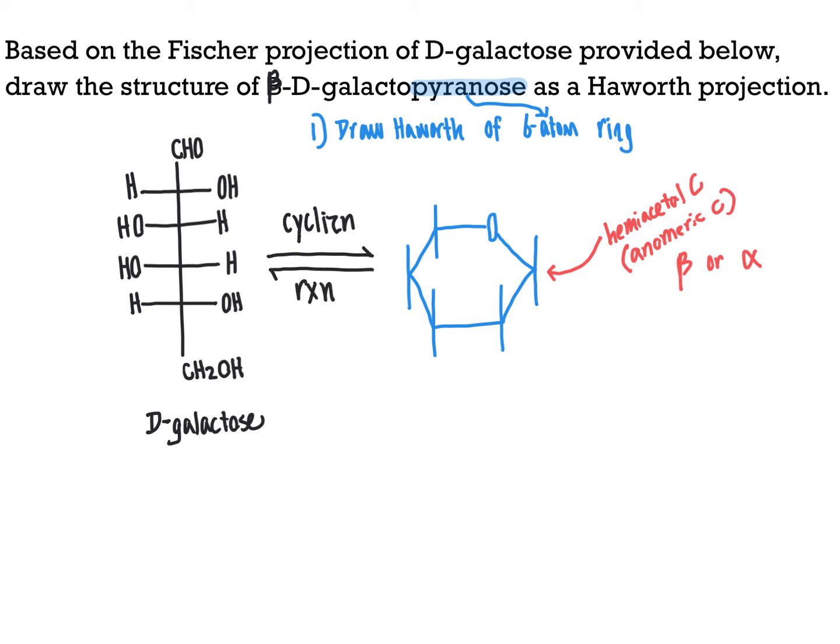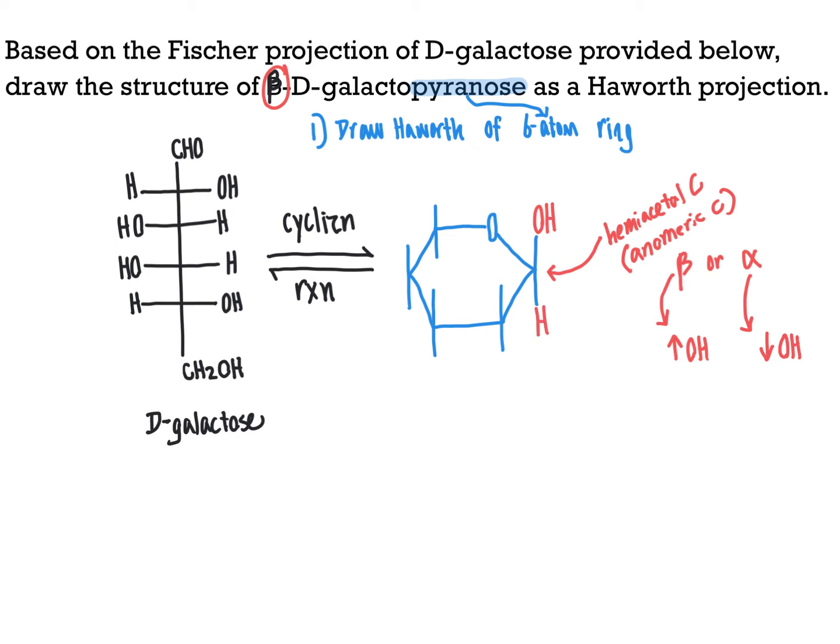And so in the terminology here, beta is defined as having the hydroxy group pointed upward at the anomeric position. Alpha is defined as having the hydroxy group pointed downward at that anomeric position. Since we are asked here to show the structure of beta-D-galactopyranose, that indicates to us that we need to place the OH group at the hemiacetal spot here, oriented upward.